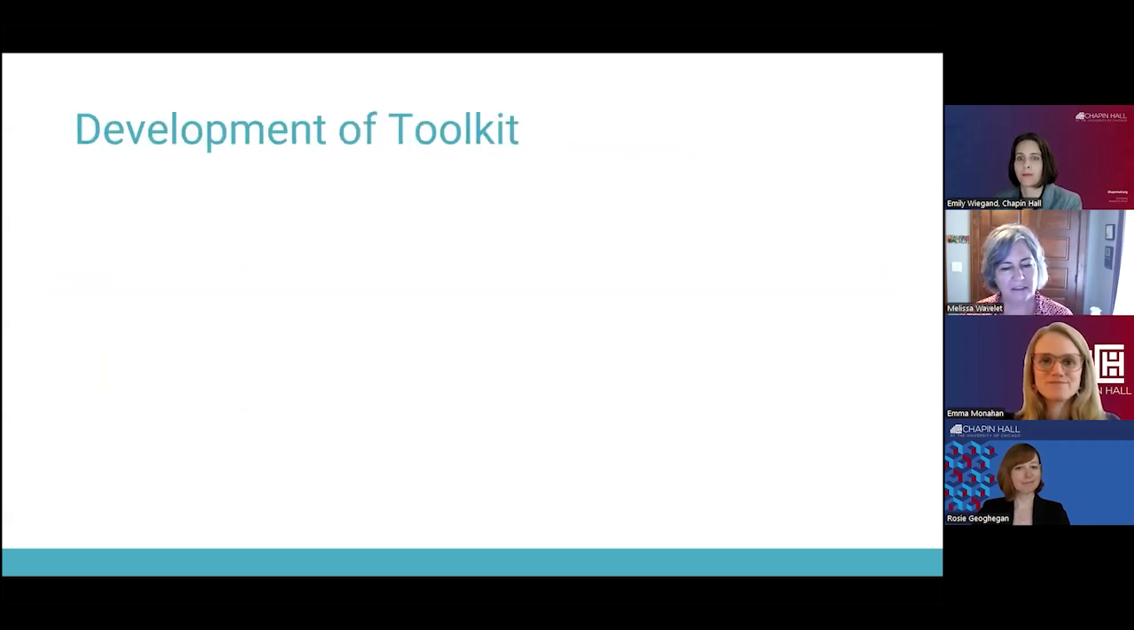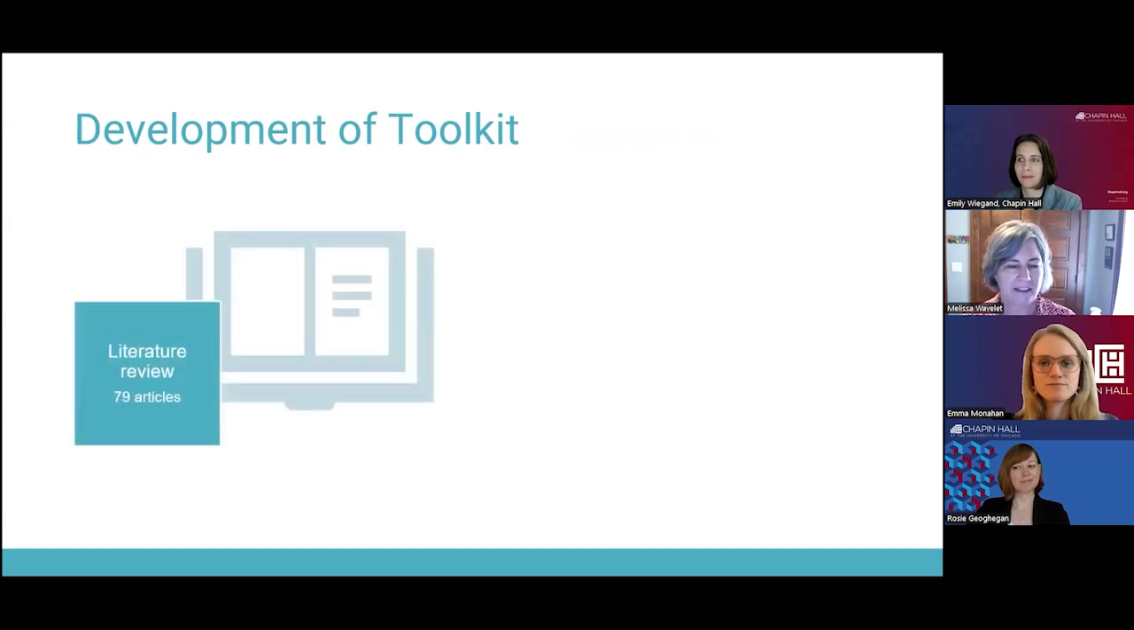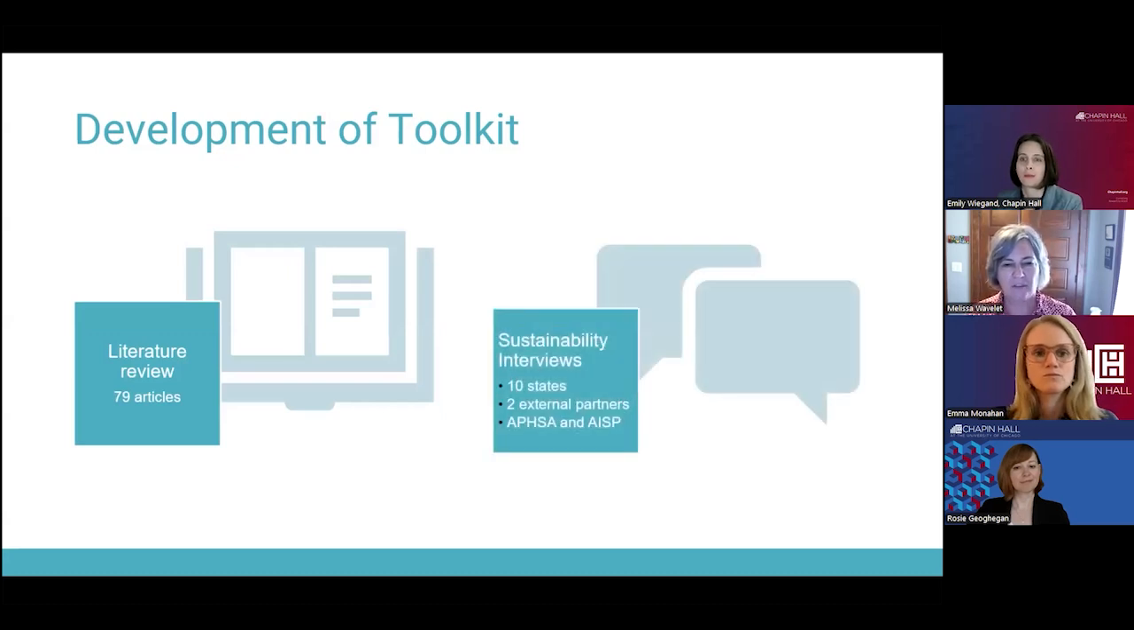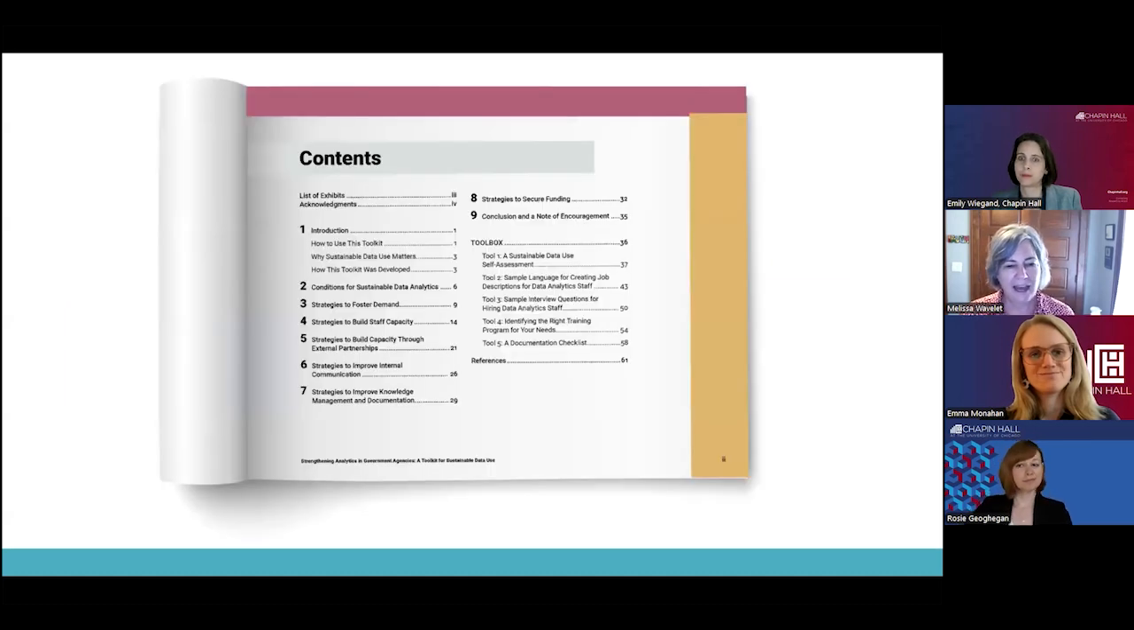Speaking of data, two ways we collected data for this toolkit were, first, we conducted a literature review. And secondly, we had a number of conversations with state TANF agencies and their external partners to learn about which strategies have been most successful in their journeys to sustain data analytics work. That information was used to produce this toolkit.